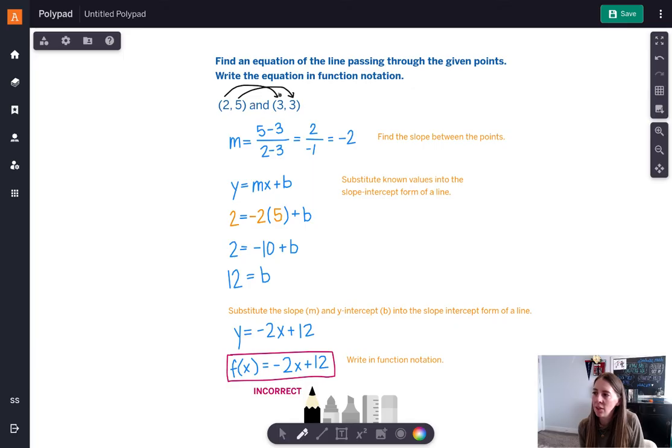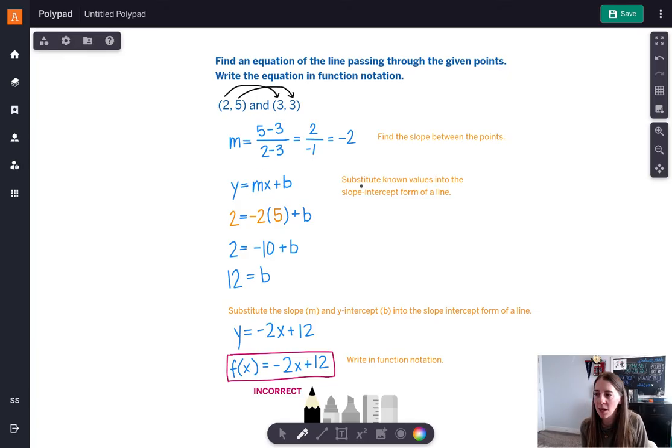So they did 5 minus 3 for the numerator, and then 2 minus 3 for the denominator, and then correctly simplified. 5 minus 3 is 2, 2 minus 3 is -1, which simplifies to -2. So the slope is -2. All right, so let's continue.